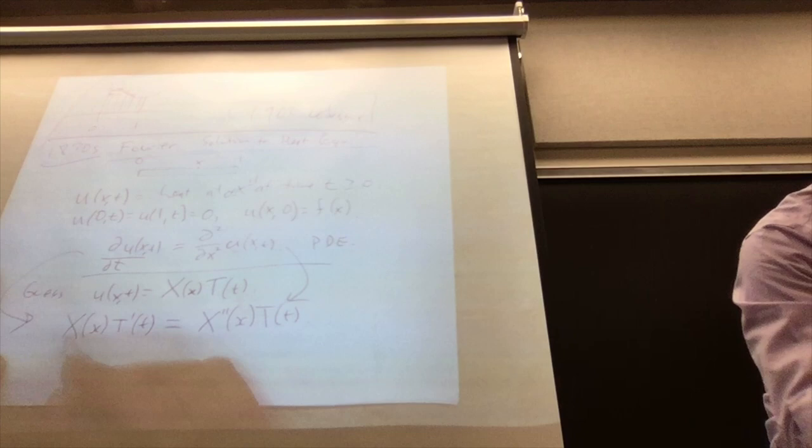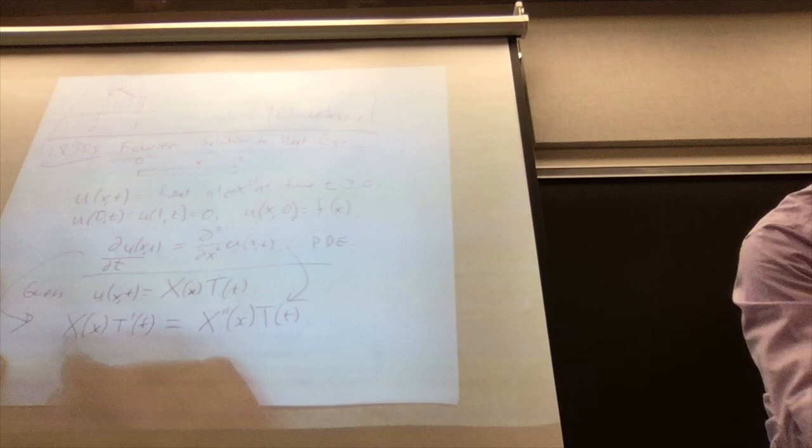So remember what the equation was. I'll put the x on one side, and I'll put the t on the other side. And that it must be a constant. Beautiful. Let's call it c. Okay? That's our equation. Remember the initial conditions.